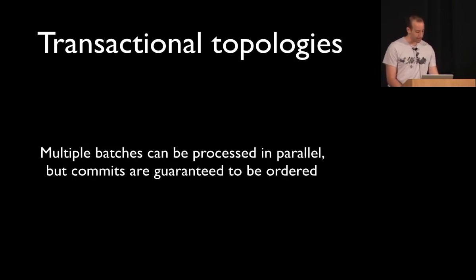So one of the cool things about transactional topologies is that you can actually pipeline the computation. You can process multiple batches in parallel, but the commits of the batches will be ordered. So I could be committing batch 1, but you can still process batches 2 through 10 in the meantime, but just don't commit them, right? So while batch 1 is updating the database, batches 2 through 10 can be computing their partial counts, or whatever is the intermediate computation for your application.